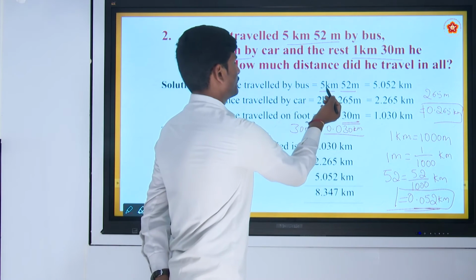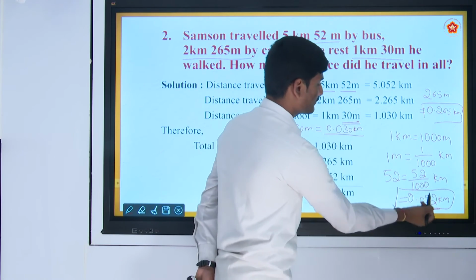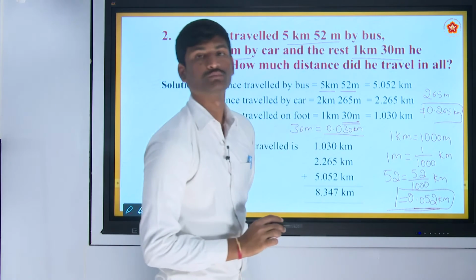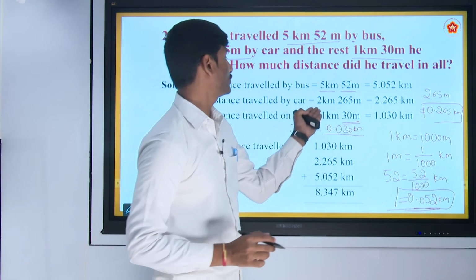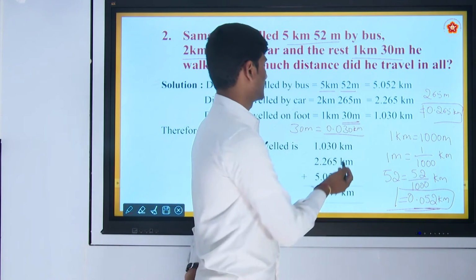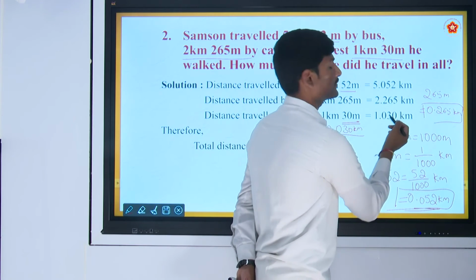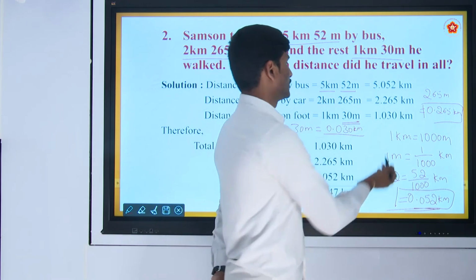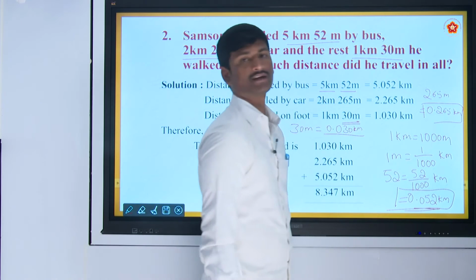Here 5 kilometer 52 meter. We had 5 kilometer and 0.052 kilometer, means the answer we get is 5.052 kilometer. Then he went by car 2 kilometer 265 meter. We convert meter to kilometer. Here 2 plus 0.265, we already converted. 2 plus 0.265 kilometer is equal to 2.265 kilometer.